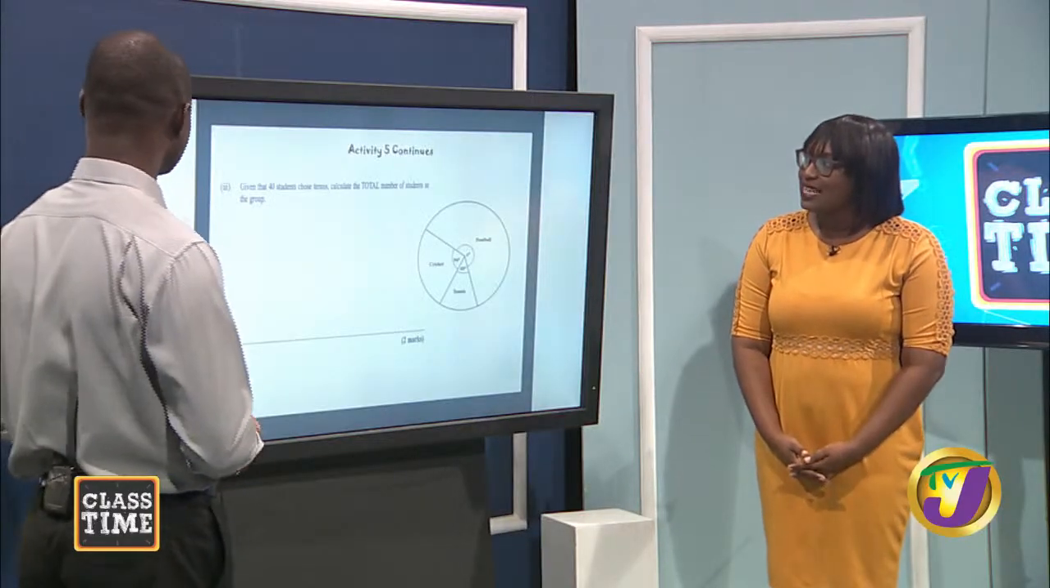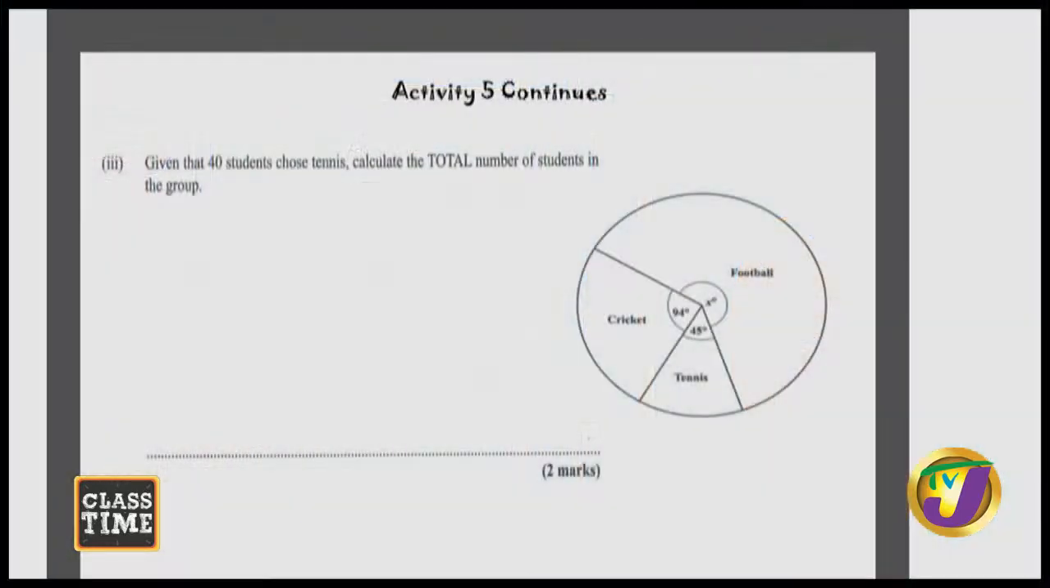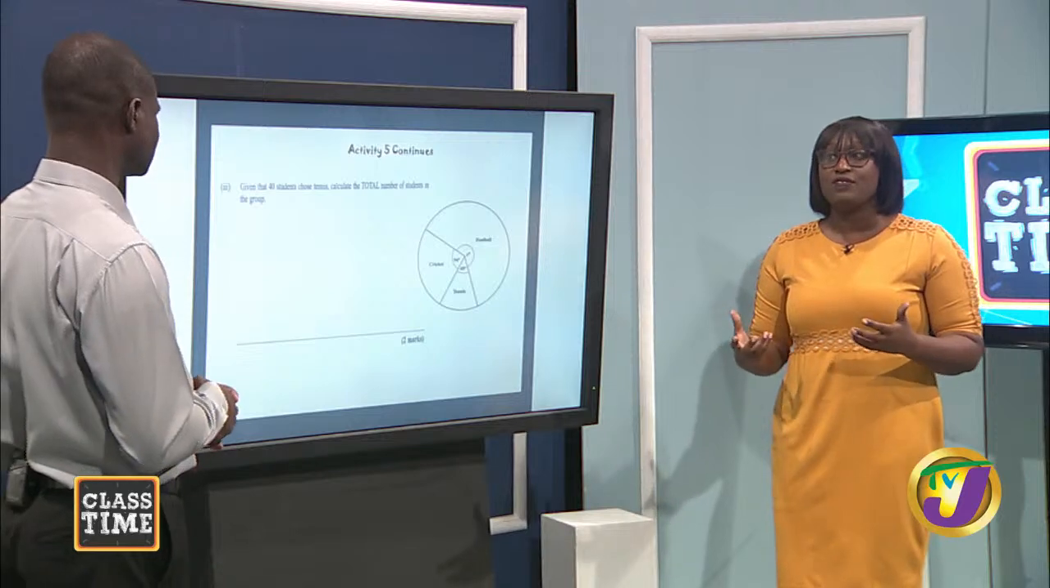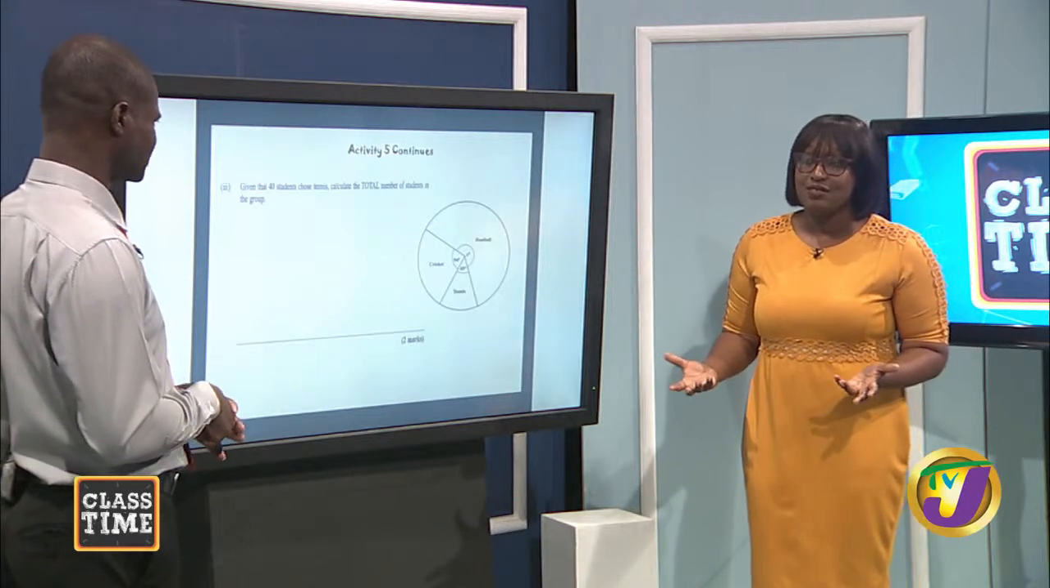All right. The third question says, given that 40 students chose tennis, calculate the total number of students in the group. So 40 students chose tennis. And we know that tennis is the minority number of persons in our sample. So how is it that we're now going to go about finding out how many persons we have in total? Now let's look at what it is that we know. We know that tennis is a fraction of the entire circle, and this fraction is 45 degrees divided by 360 degrees, right?